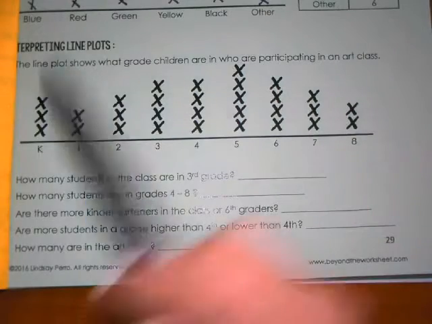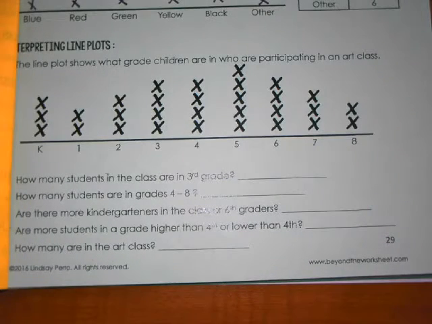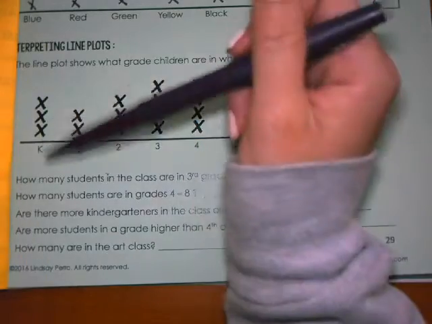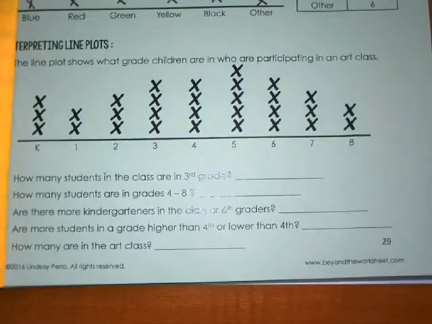So down here we have a line plot that shows what grade children are in who are participating in art class. So that means how many students are in kindergarten that participate in art class? 3. How many are in first grade? 2. So forth and so on. So what I'd like you to do is answer those 5 questions with the person sitting next to you. Go.